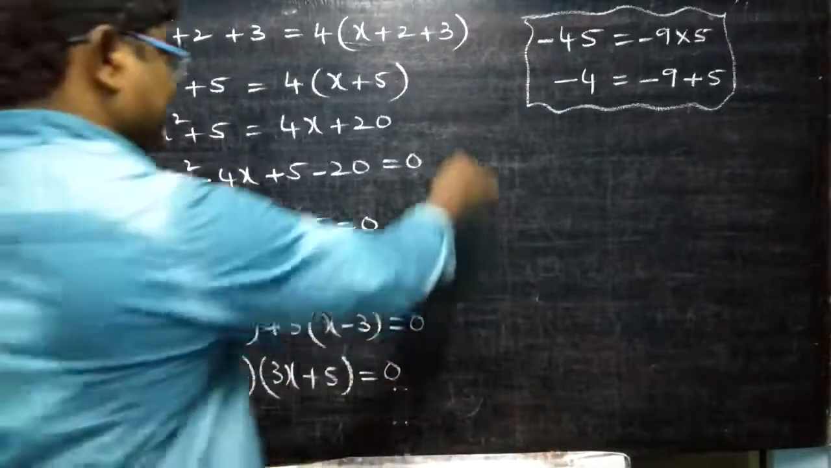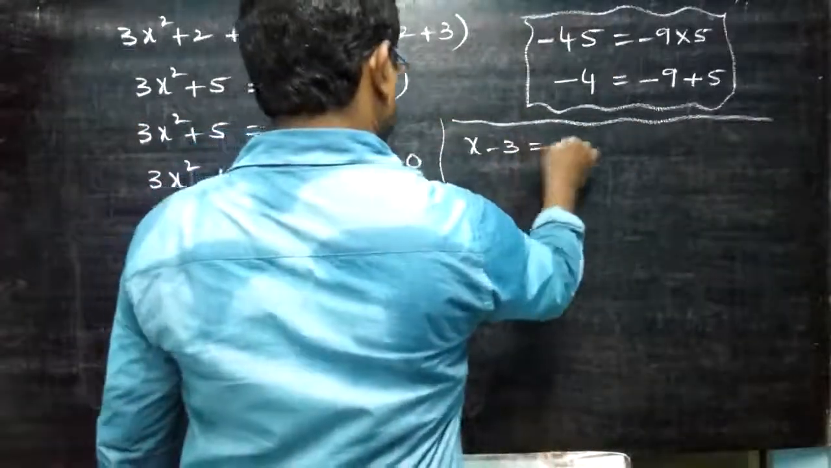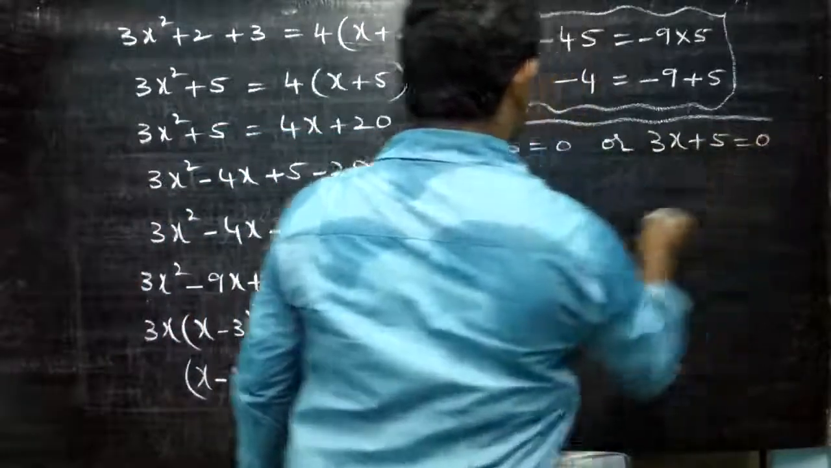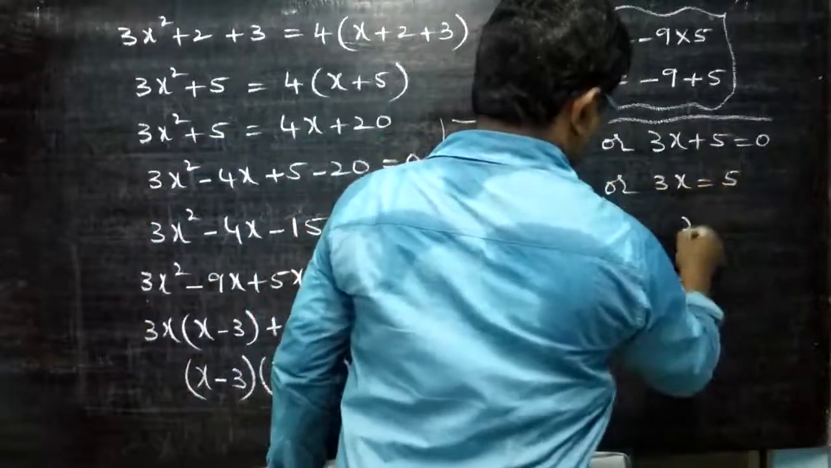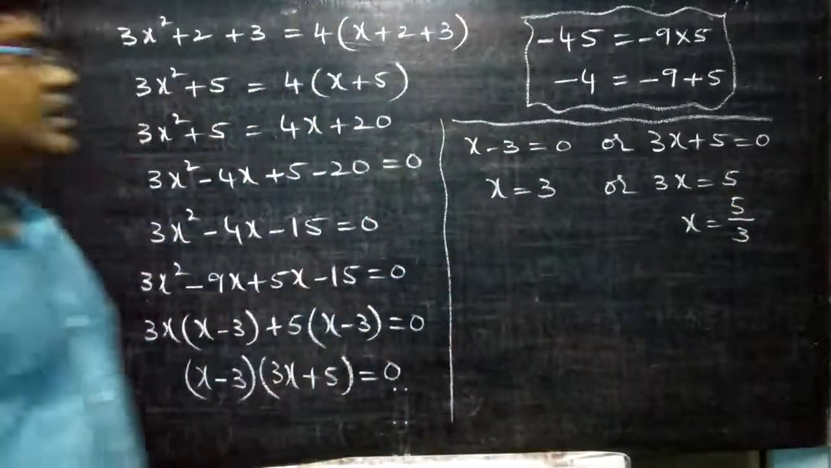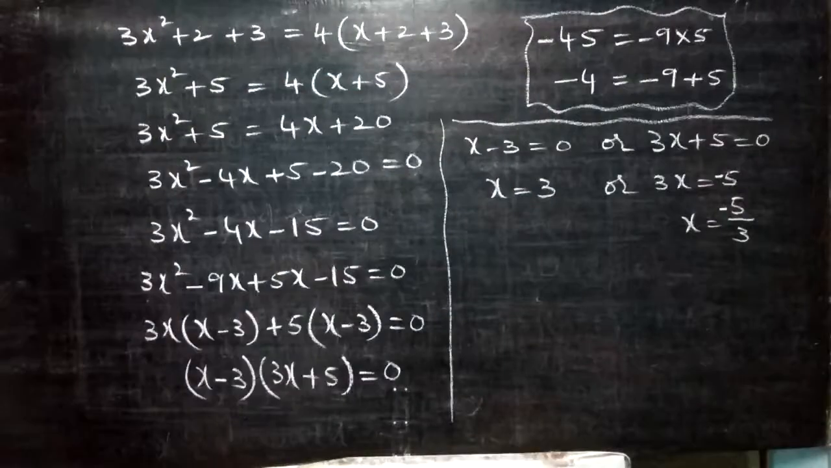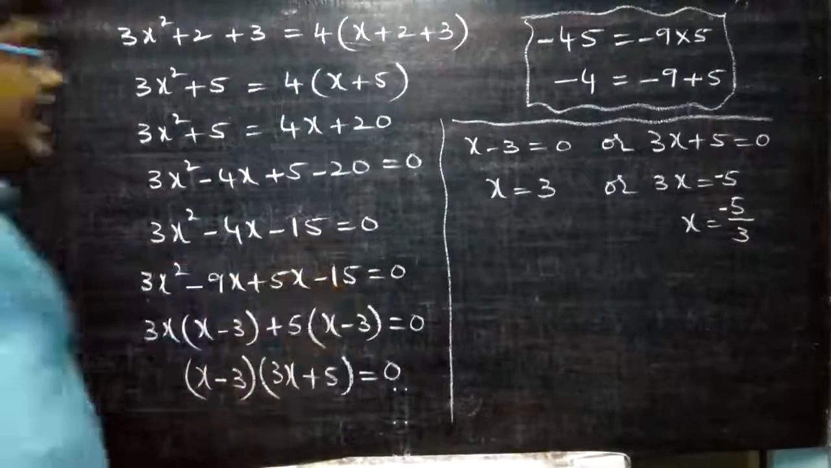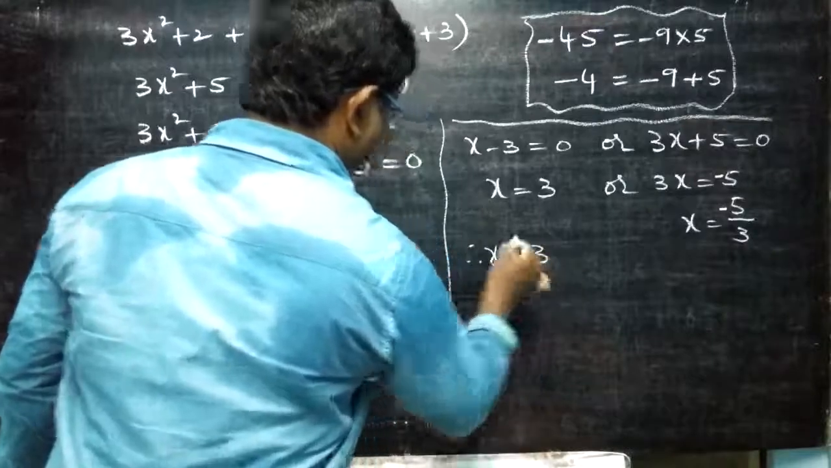When will it be 0? Either x minus 3 is equal to 0 or 3x plus 5 is equal to 0. So x is equal to 3 or 3x is equal to minus 5, x is equal to minus 5 by 3. Now we take positive. So here plus means that side minus. Don't forget signs. Signs are very important. Now, what are they asking? Therefore, x is equal to 3.